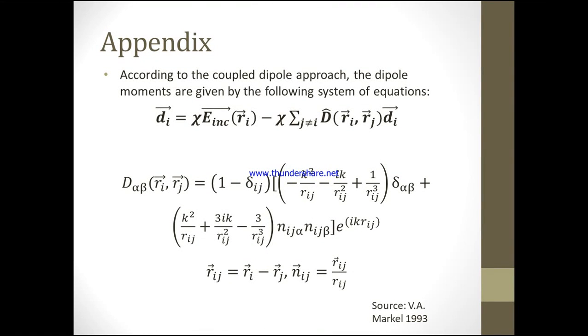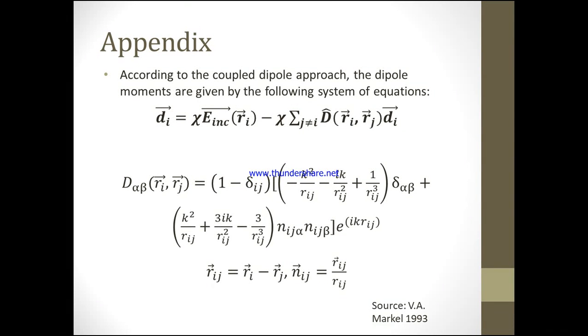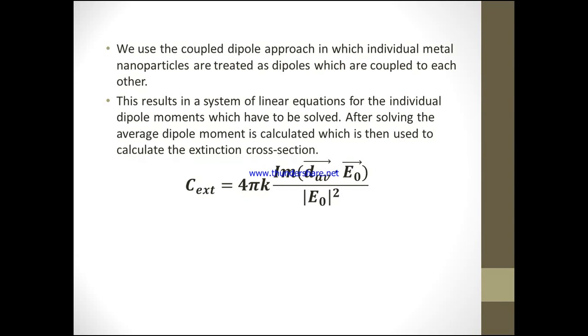This contains all the formulae for the coupled dipole model, the coupled dipole approach. This is how we calculate the dipole moments of the individual nanoparticles, and then this is the formula for calculating the extinction cross section.